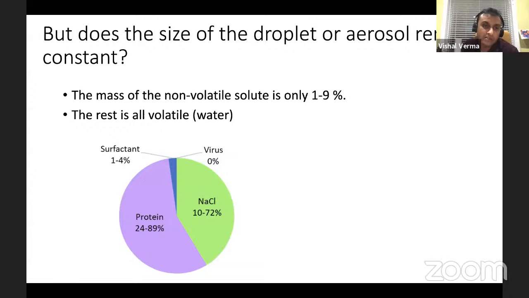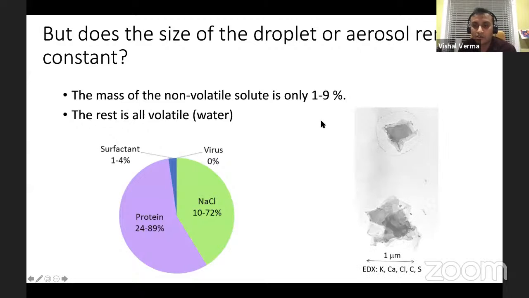So this is excluding the water. So basically the composition of the non-volatile fraction of the droplet. Protein accounts for like 24 to 89%. And if you talk about the virus, it's almost negligible. It's not zero, but it's like 0.001%, something like that. And this is the electron microscopic picture of that droplet.